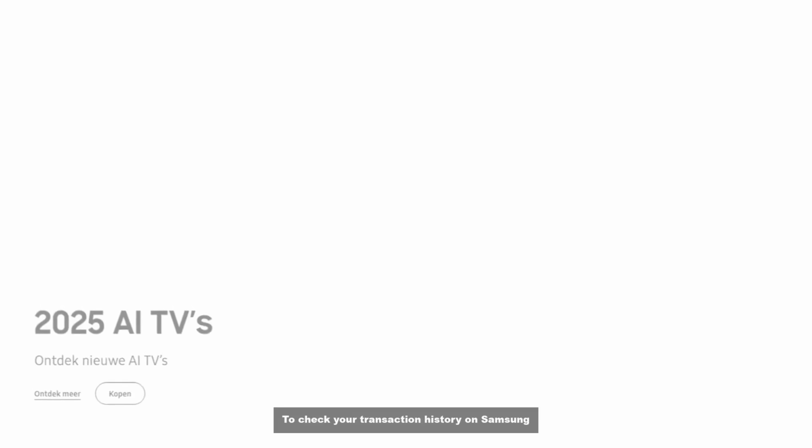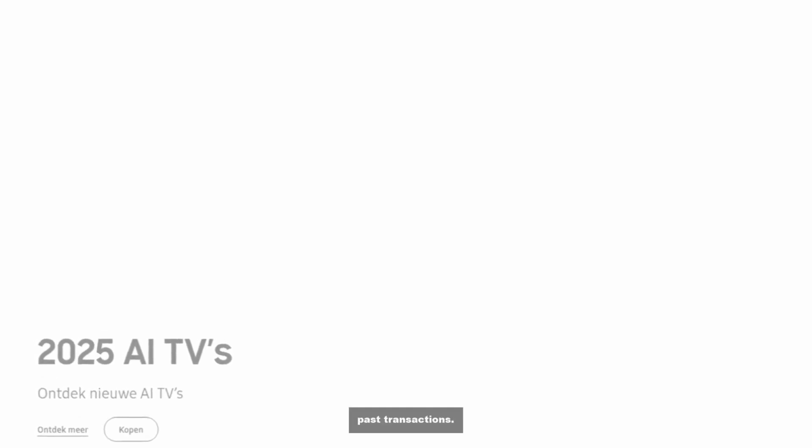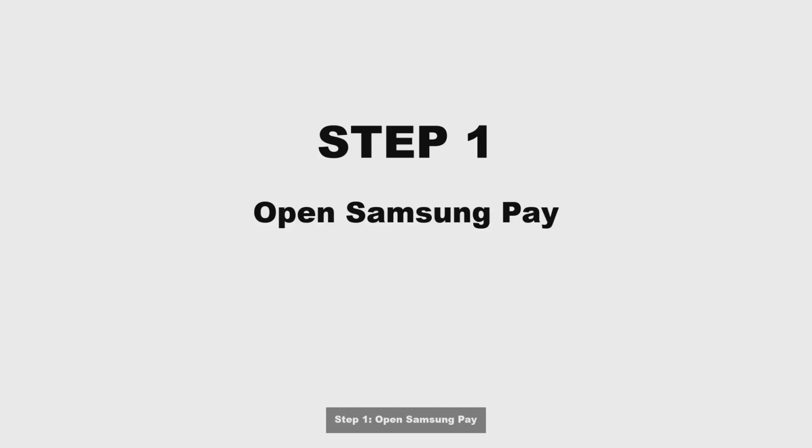To check your transaction history on Samsung Pay, follow these simple steps. This guide will help you easily access and review your past transactions. Step 1. Open Samsung Pay. Launch the Samsung Pay app on your Samsung device. Make sure you are logged into your account.